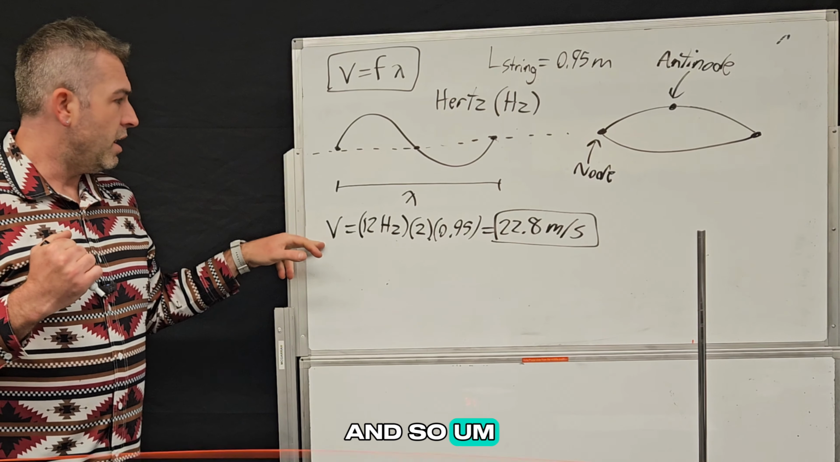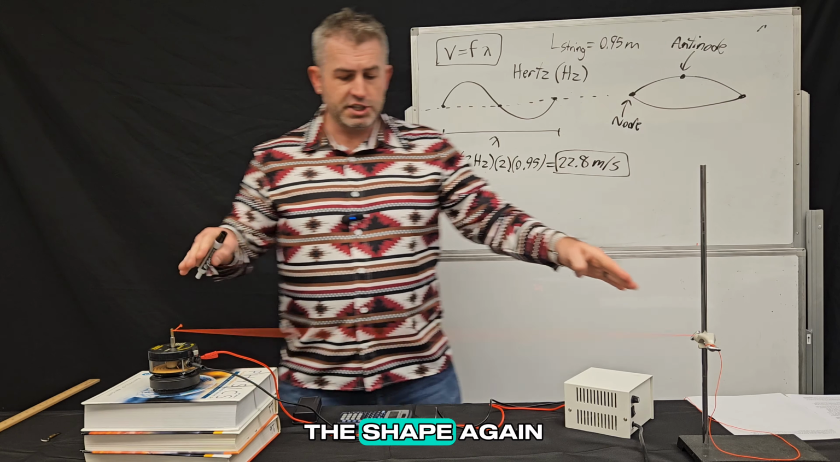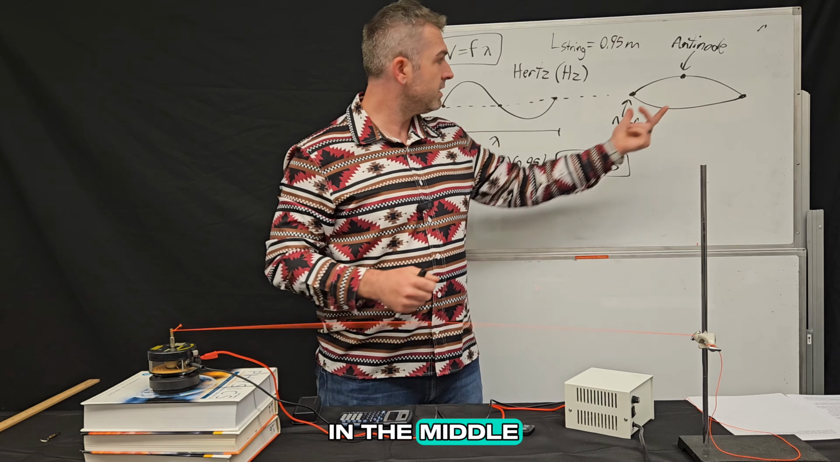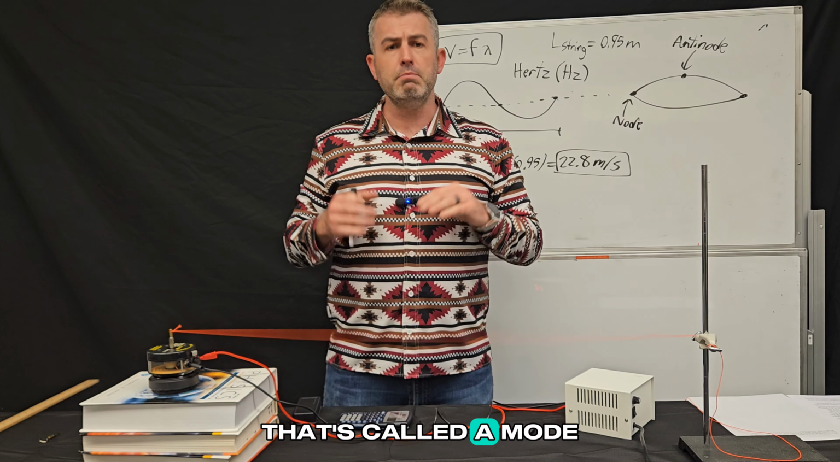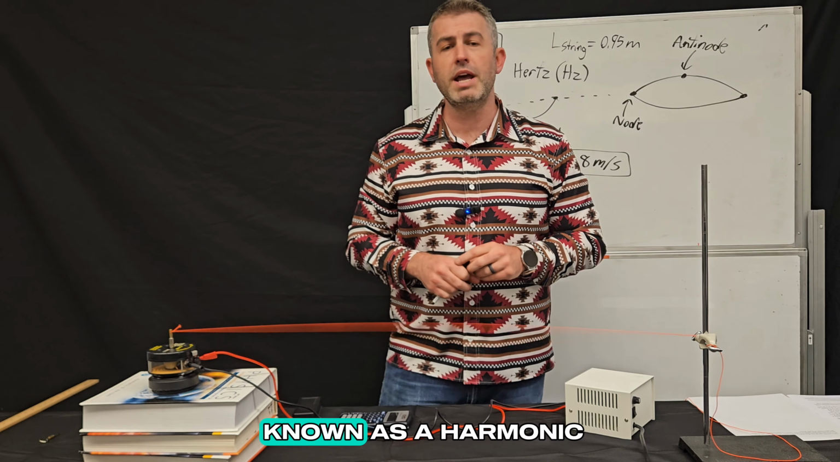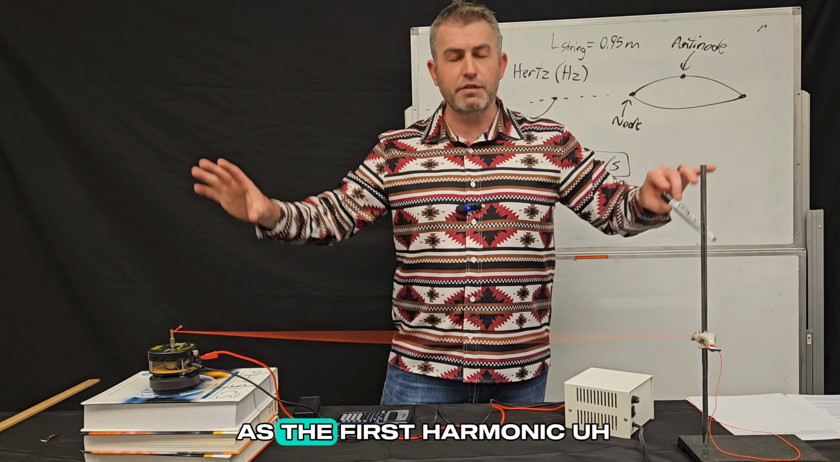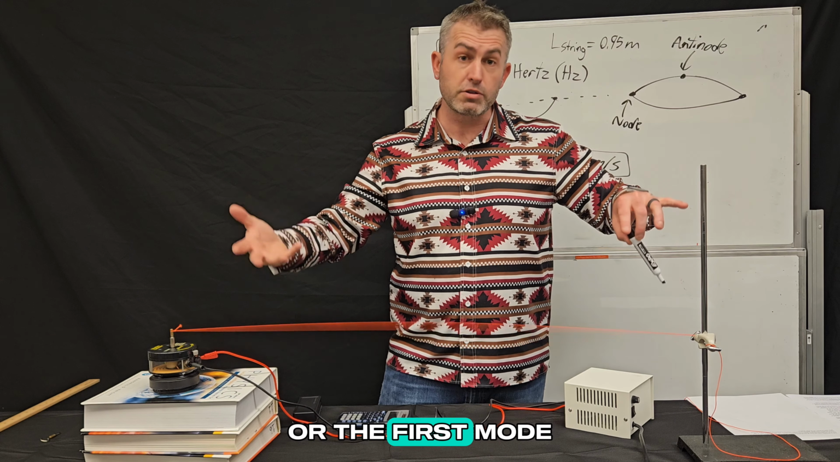And so what we have here, if you look at the shape again, where we have two nodes on the sides and an antinode in the middle, something like this, that's called a mode shape, and it's also known as a harmonic. And so this one in particular is known as the first harmonic, or the first mode shape.